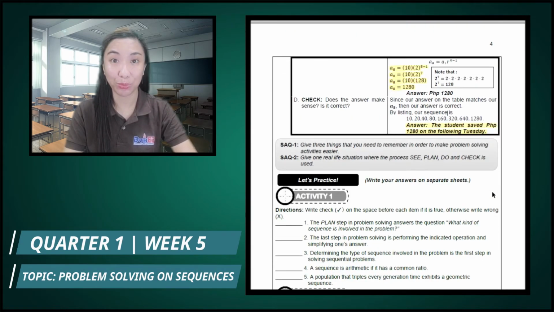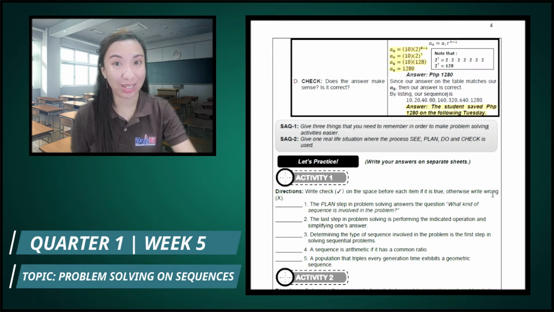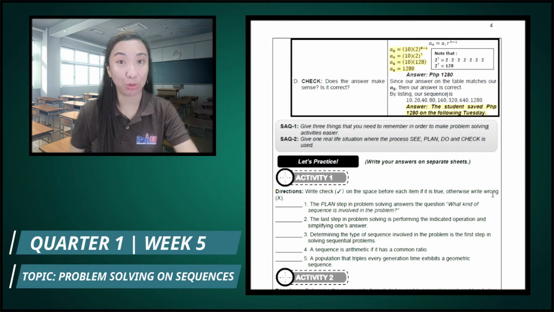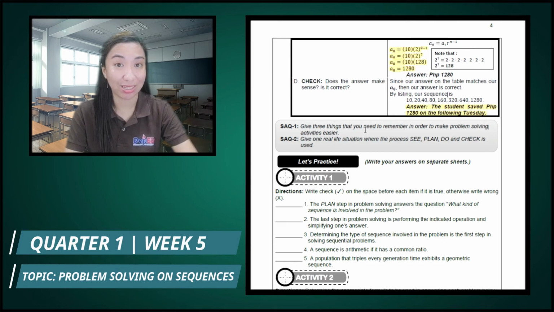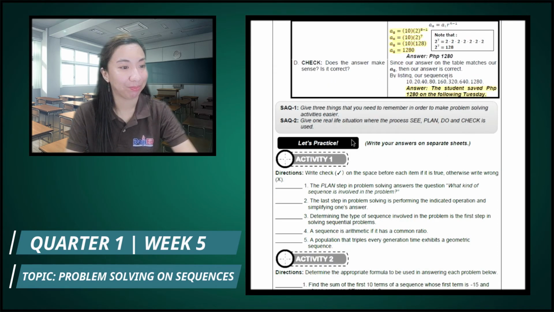Given the two examples, I hope that you were able to differentiate the two given problems based on their sequences. So it's time for you to answer the SAQ questions. Number 1, give 3 things that you need to remember in order to make problem-solving activities easier. And number 2, give 1 real-life situation where the process see, plan, do, and check is used.